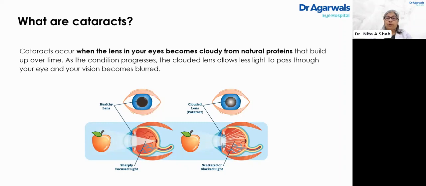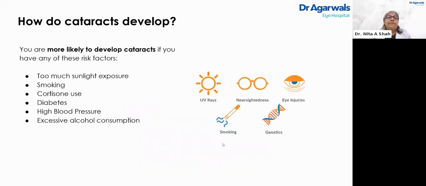So what do we do? How it develops is basically due to natural aging and the proteins, and there are other factors which also provoke it to happen faster or earlier. Habits like smoking and excessive drinking. In patients with systemic diseases like diabetes and high blood pressure, the incidence or the appearance of cataract is much earlier and much more than other people. Too much exposure to sunlight because of the ultraviolet rays.